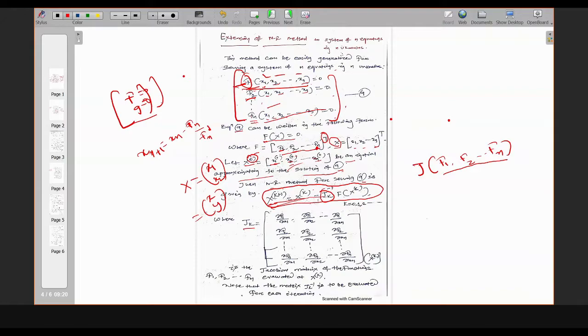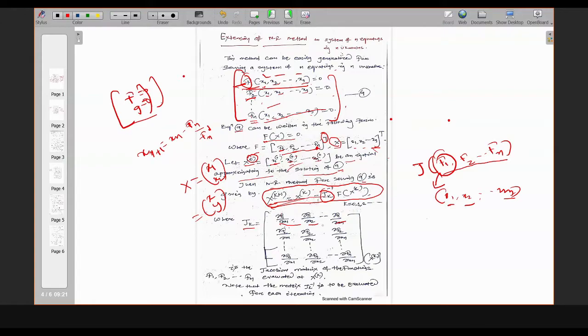I mean, you have to differentiate. f1 depends upon how many variables? x1, x2, and xn. So you have to take the partial derivative of f1 with respect to x1, then x2, then x3, and so on up to xn. So you can see in the Jacobian matrix, in the first row, you have the partial derivative of f1 with respect to each variable, x1, x2, and xn.